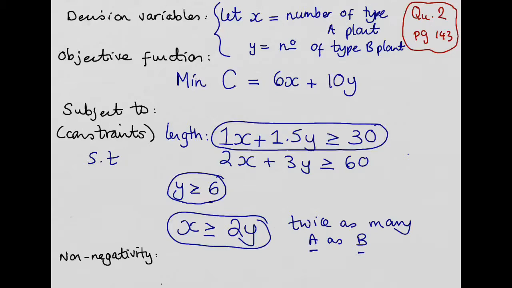Now I've got this thing at the bottom called non-negativity. And that's needed just to ensure that I don't get any negative solutions, because quite often in a question like this it wouldn't make sense to have a negative number of type A plant and negative number of type B plant. So we specify this non-negativity constraint at the end. We don't often have to plot it because we only look at one quadrant anyway. So we've got our decision variables, objective function, and these are the constraints that limit our solutions.